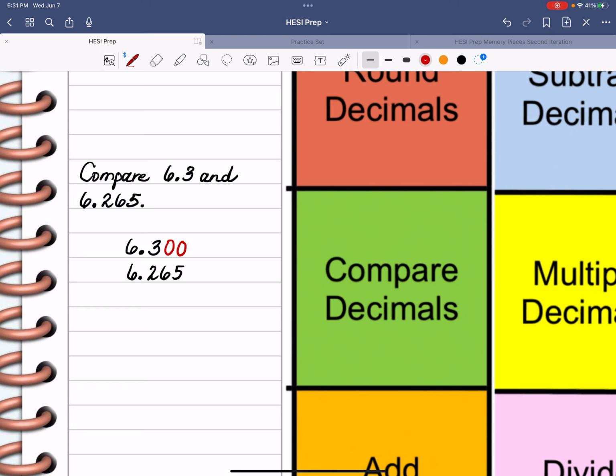So this tells me that 6.3 is greater than 6.265. 6.300 is greater than 6.265. So when they say to compare, you will use greater than or less than. You may also use equal to. Sometimes you will have decimals that come out to be equal.